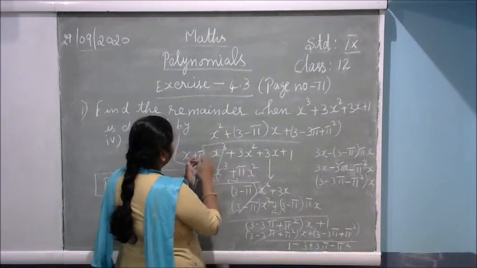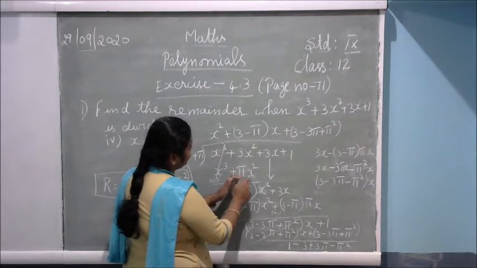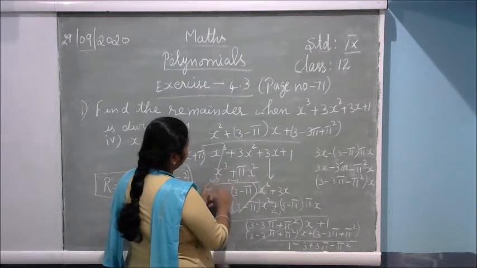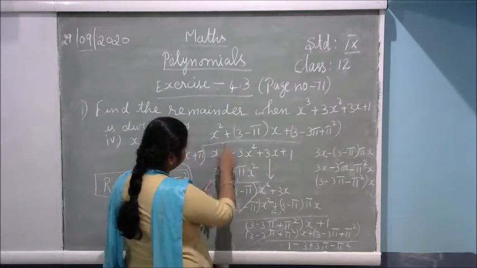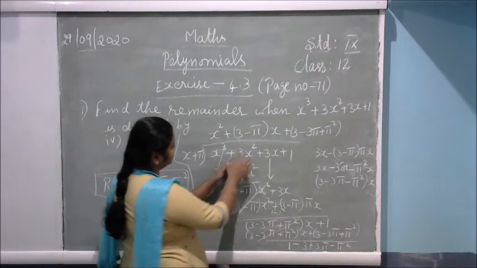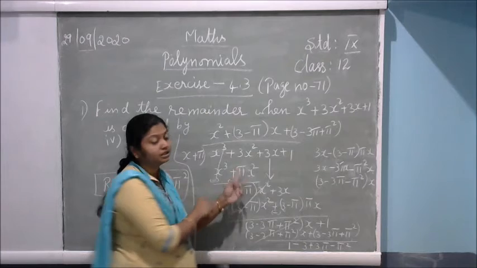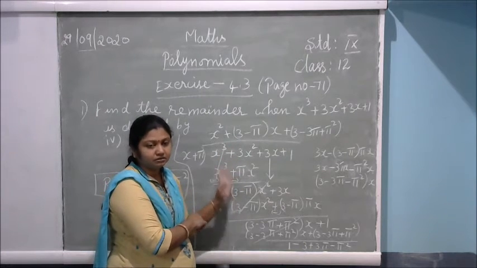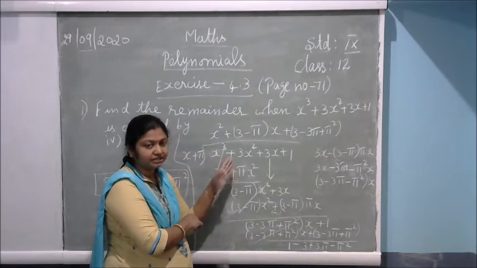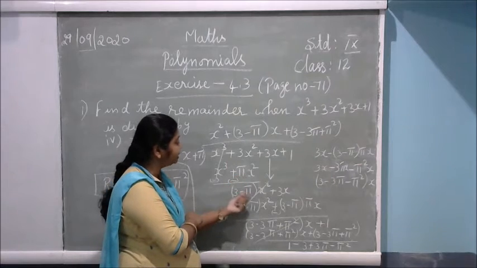Next, pi into x square, so pi x square will come. And afterwards put the subtraction sign. This and this first term will get cancelled, and the second term 3 minus pi will come. Here any numbers are there, directly you can subtract. But here number is not there, instead of number pi is there, so 3 minus pi will come.